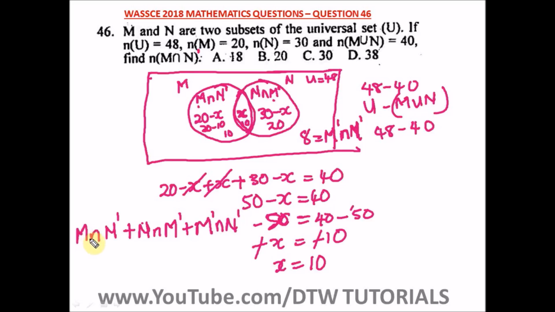And what is M intersection N complement? This will give us 10, which is 20 minus 10, which is 10, X, plus N intersection M complement, which is 20, plus M complement intersection N complement, which will give us 8. So we have 10 plus 20, which is 30, and 30 plus 8 will give us 38. So this is our answer, and our right option here is option D.